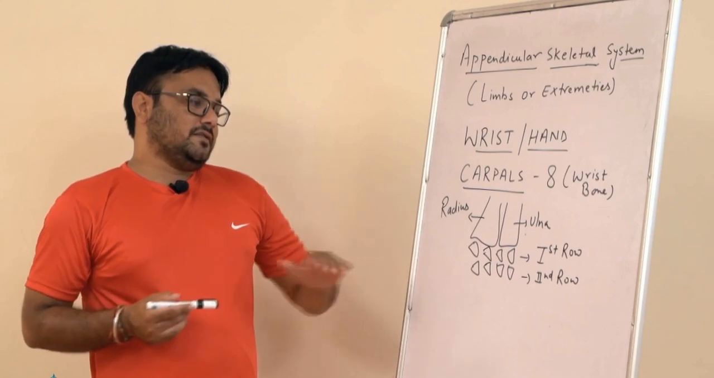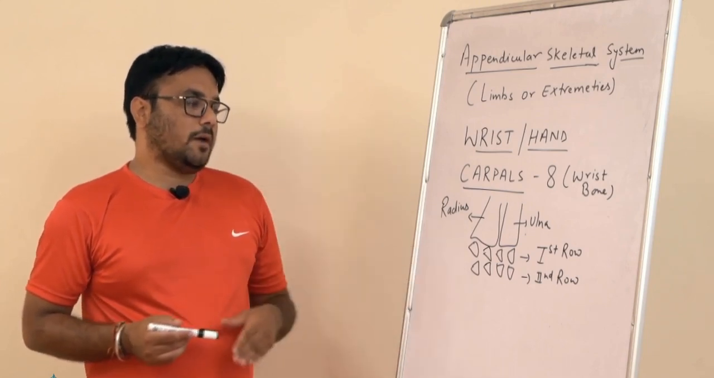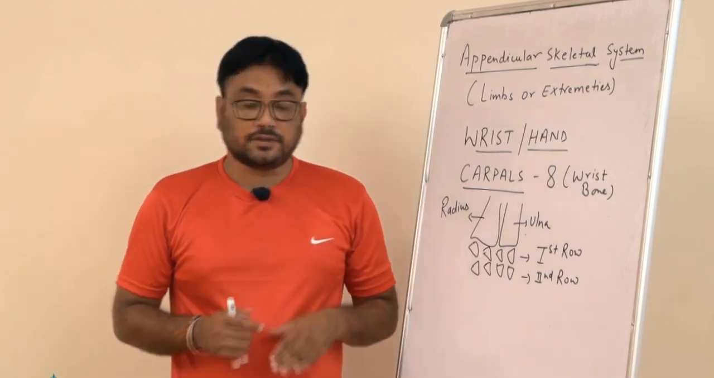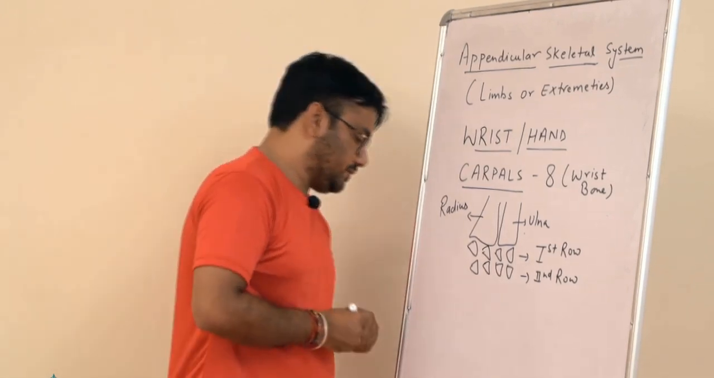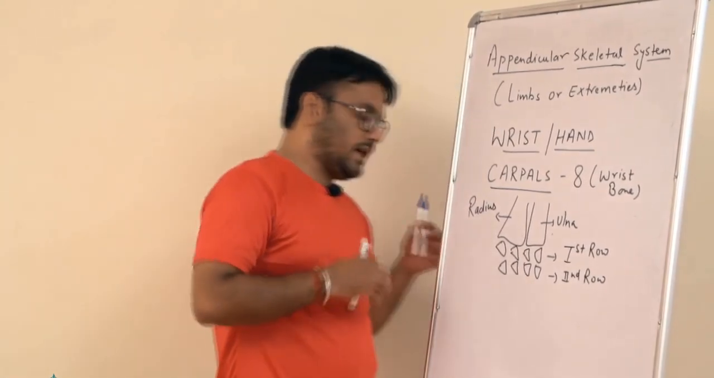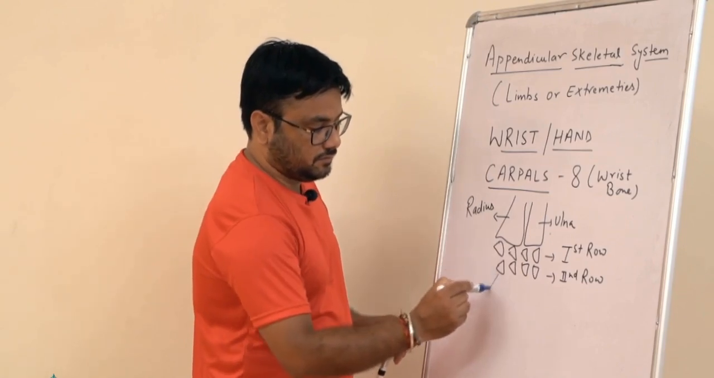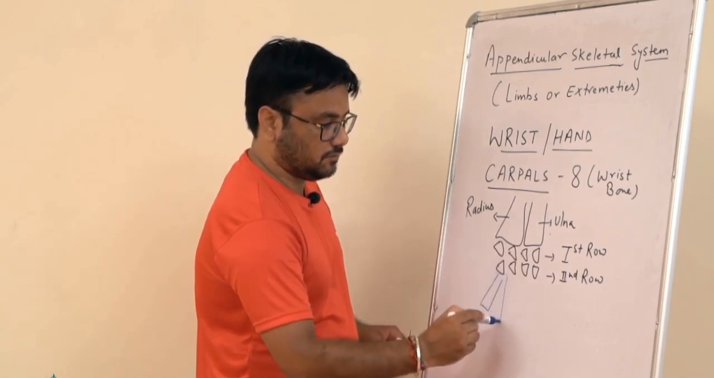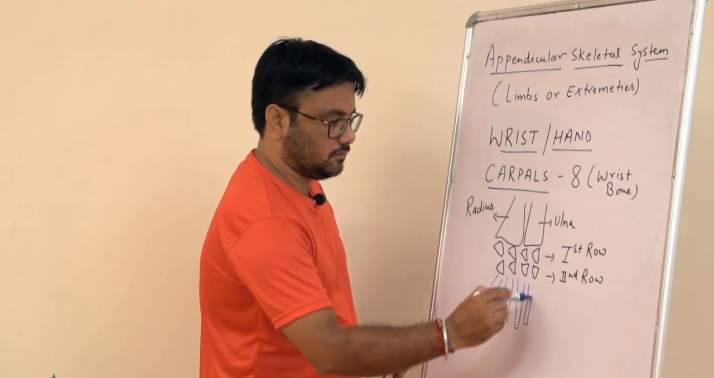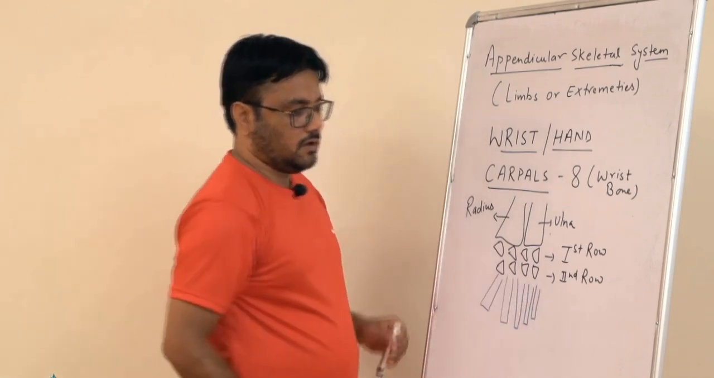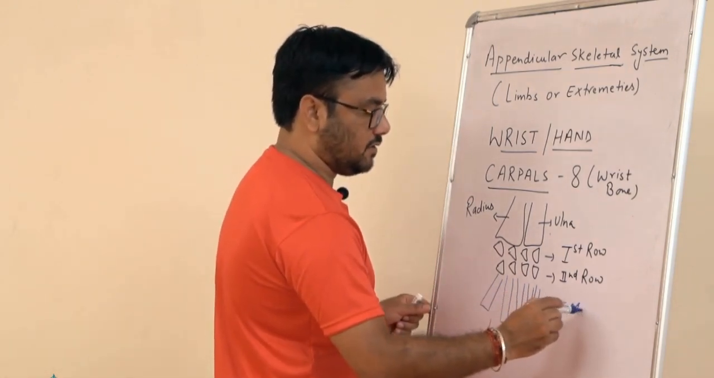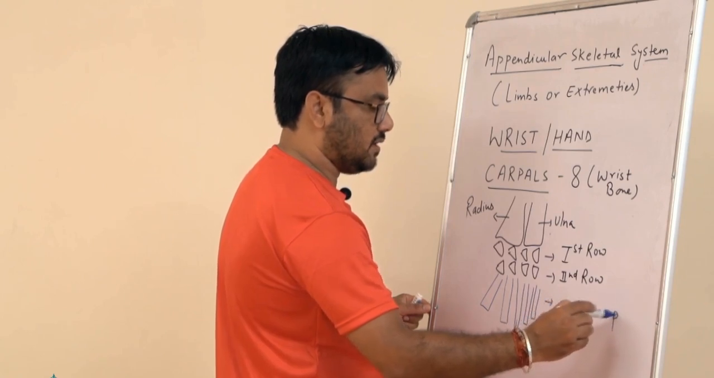After these 8 carpals, we have the metacarpals, that is the mid part of the hand. Metacarpals. These are 5 in number. So this is the mid part that we call the 5 metacarpals.